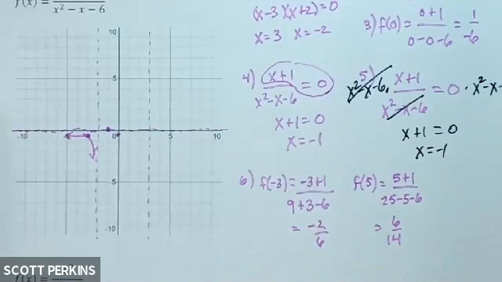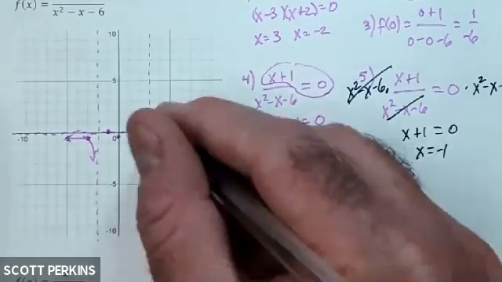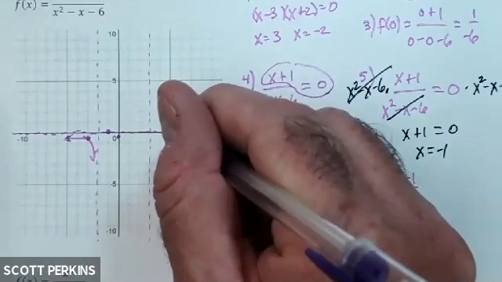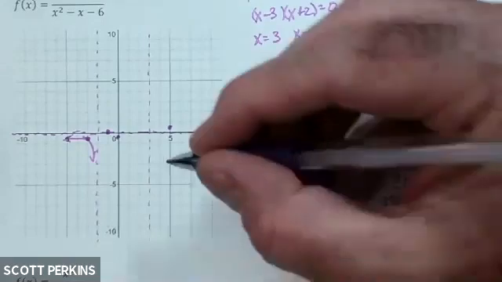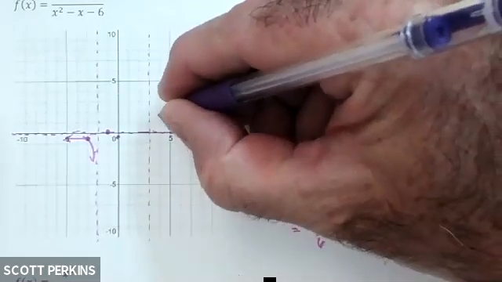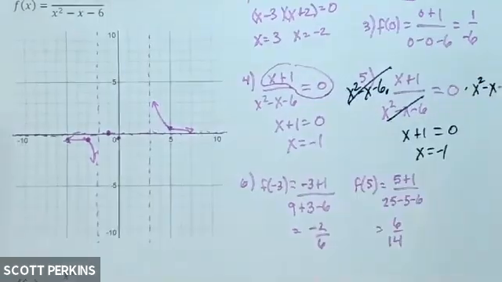And 6 over 14 is something close to a half. 7 over 14 is a half. So 6 over 14, somewhere right there. So again, not super concerned about precision. I'm just concerned, do you understand what is going on with this graph and its relationship to the asymptotes? So it's going to look something like that.